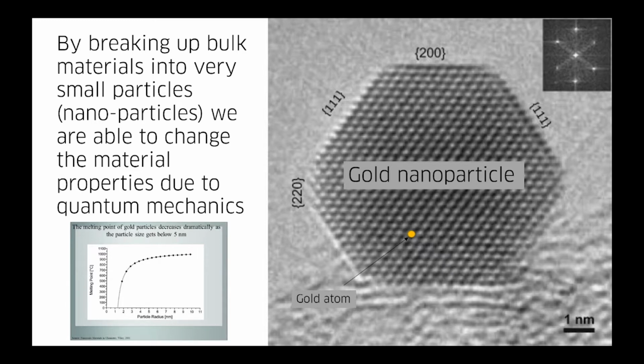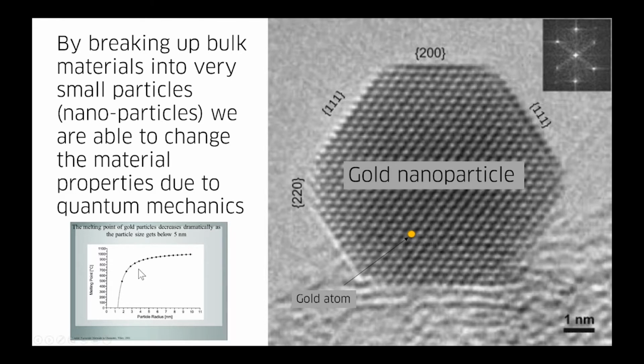On the right, you can see a gold nanoparticle. This image was taken under a high resolution TEM microscope. In this case, you can already see the gold atoms separated. And to show you that the properties are changing due to quantum mechanics, I put in a graph of the melting temperature of gold, depending on the particle radius. What you see is if you go from a higher radius to smaller, the melting temperature is not changing a little. If you go to the very small, let's say few or sub 5 nanometer particles, you see an almost exponential decrease.